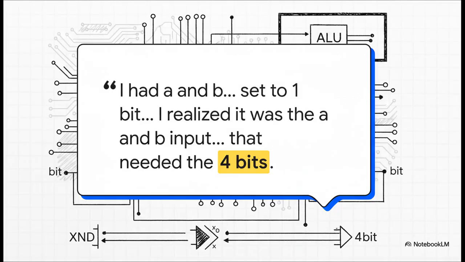Here's one more great insight from the student's notes. While troubleshooting, he realized he'd made a tiny mistake. He'd defined his main inputs as being only 1 bit wide when they needed to be 4 bits. It's a perfect real-world example of how these systems are layered. A bug in the top-level design was actually caused by a setting in the sub-circuits. Everything has to work together from the smallest piece to the entire system.